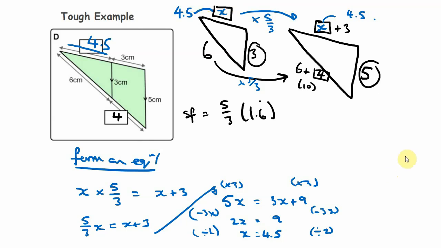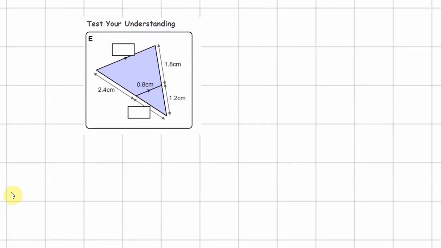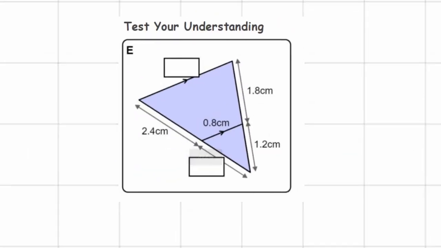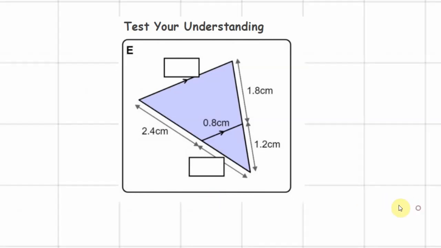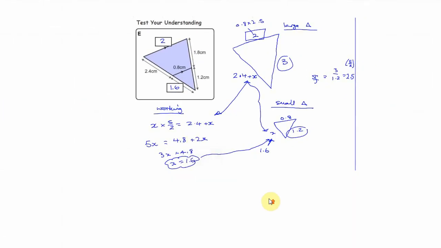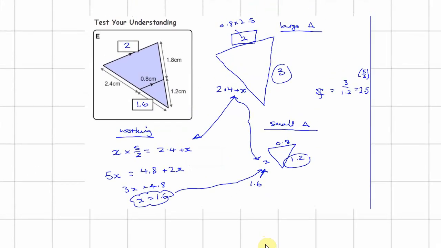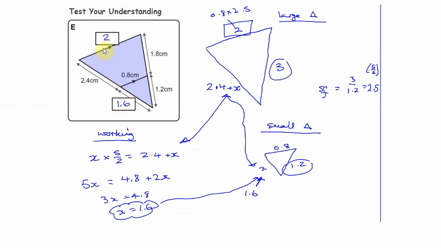Okay, question for you to have a go at, then I'm going to pop the solution up and then we'll be done. So, there you go. I'll give it a pause. Have a go at that one, please. Okay, hopefully you had a good go at that. And our solution is here. So we should get 1.6 and 2, if you got that, well done.